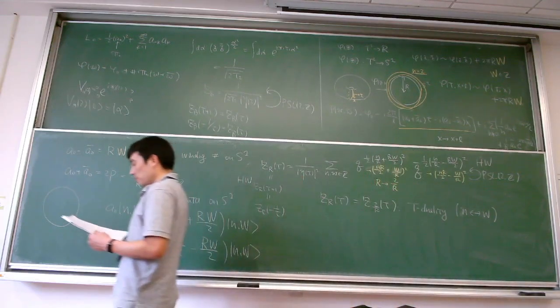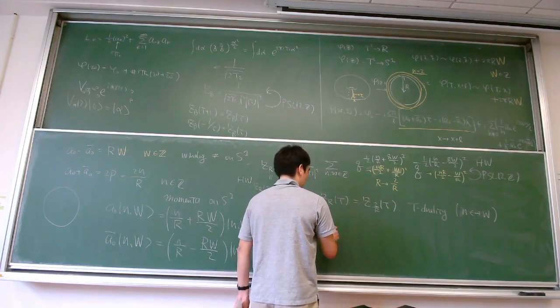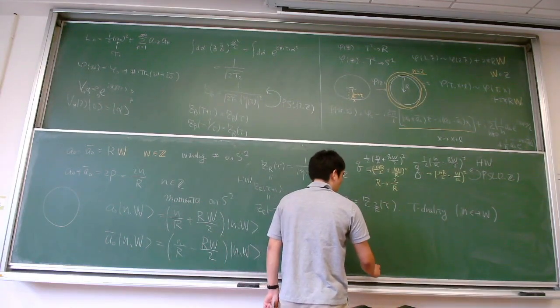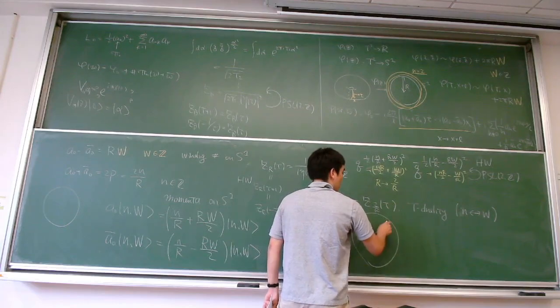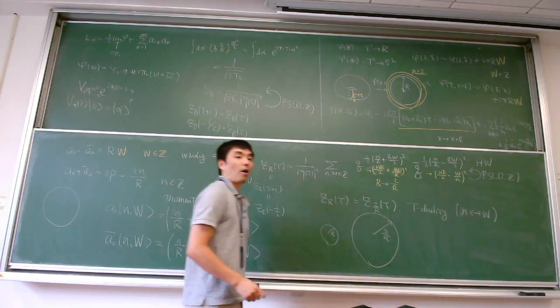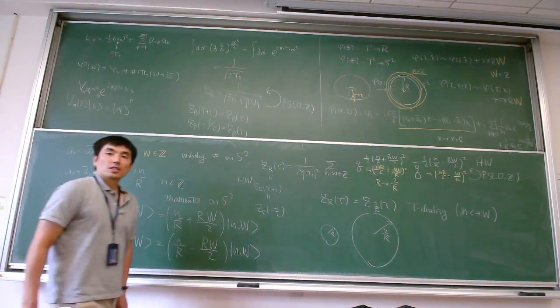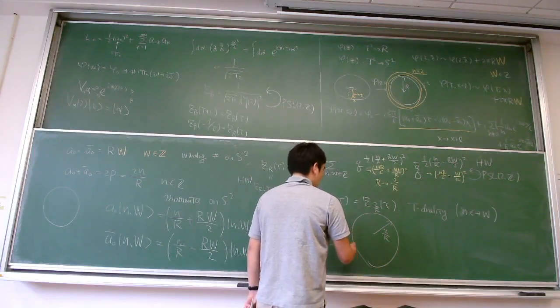Therefore, the theory living on a circle of radius R is the same as the theory living on the circle of radius 2 over R. So this is called T duality. These are two different quantum field theories that are equivalent.